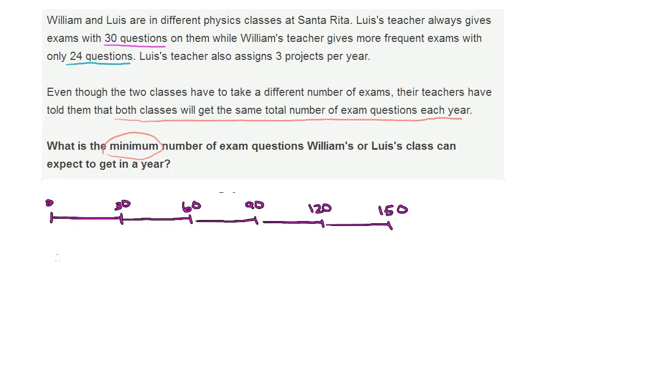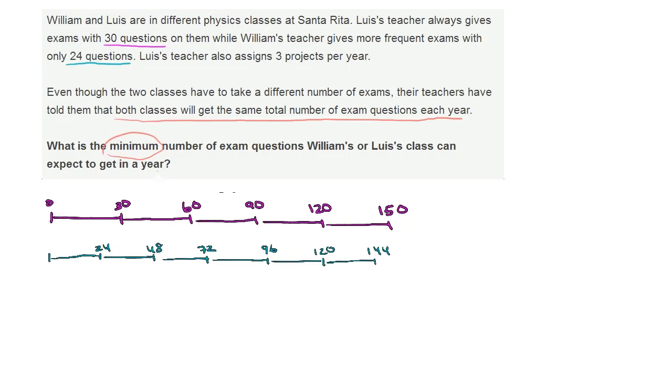Well, William's teacher, after the first test, they're going to get to 24 questions. Then they're going to get to 48 after the second test. Then 72 after the third test. Then 96 after the fourth test. I'm just taking multiples of 24. And then after the fifth test, they're going to get to 120. And if there's a sixth test, then they would get to 144. And we could keep going on and on.